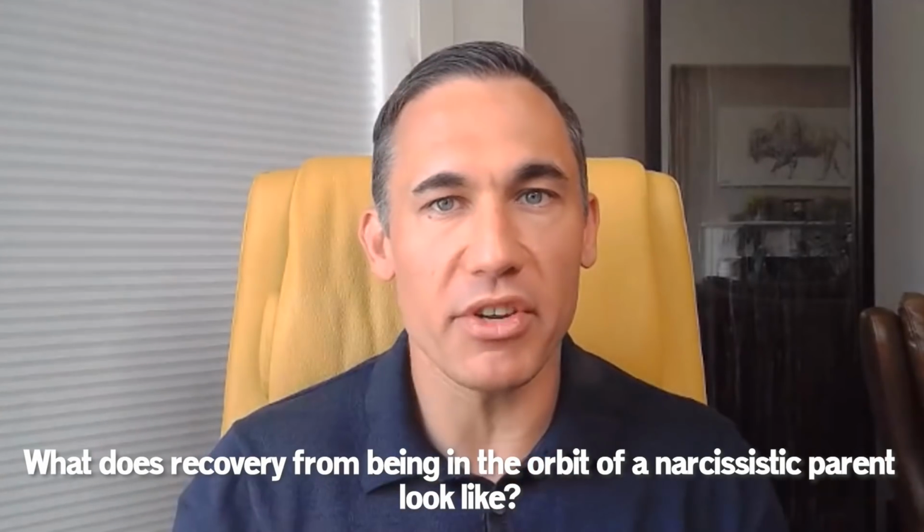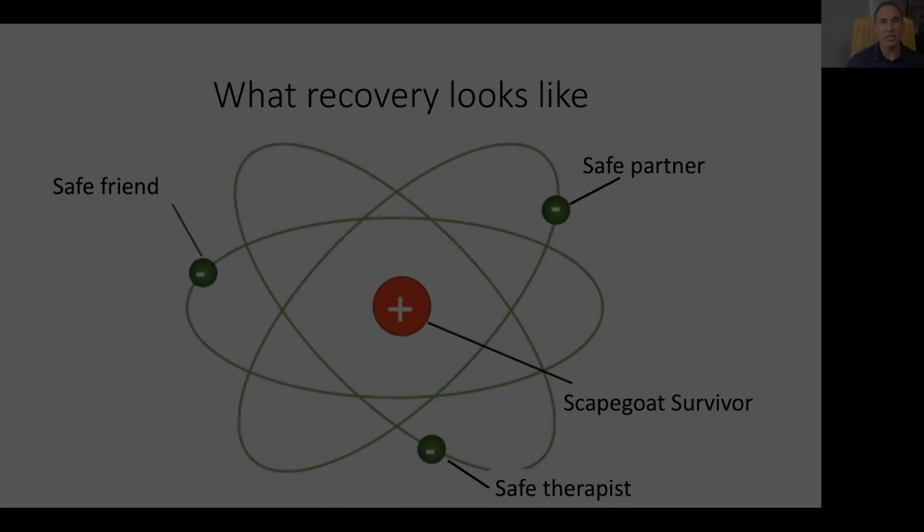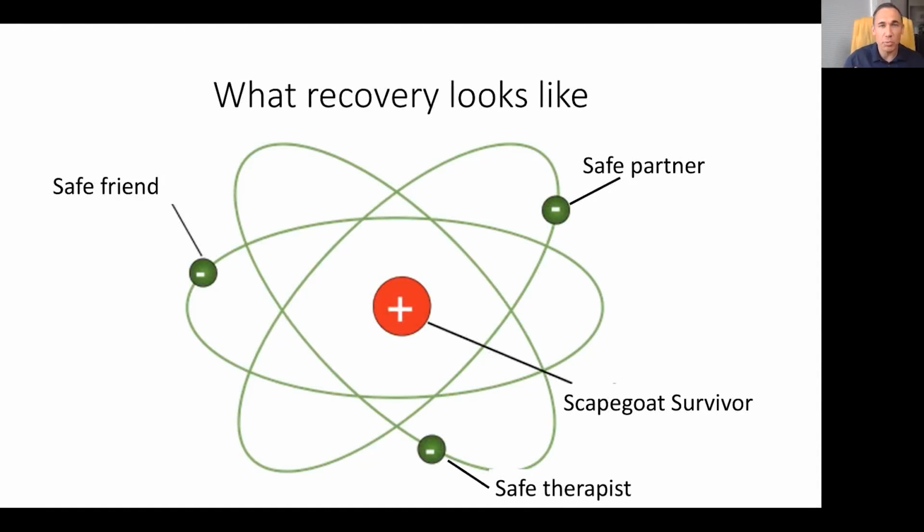And no matter how much erasure of the child's inner nucleus happens, there's often a preserved hope that the child can eventually find suitable electrons so that he or she might resume life from the center of themselves. And that goes to what recovery from being in the orbit of a narcissistic parent might look like. Well, as you can see, here's where safe friends, partners, and even safe therapists can really serve vital roles in being the supportive electrons to the scapegoat survivor's nuclear self that were not available earlier in that survivor's life.